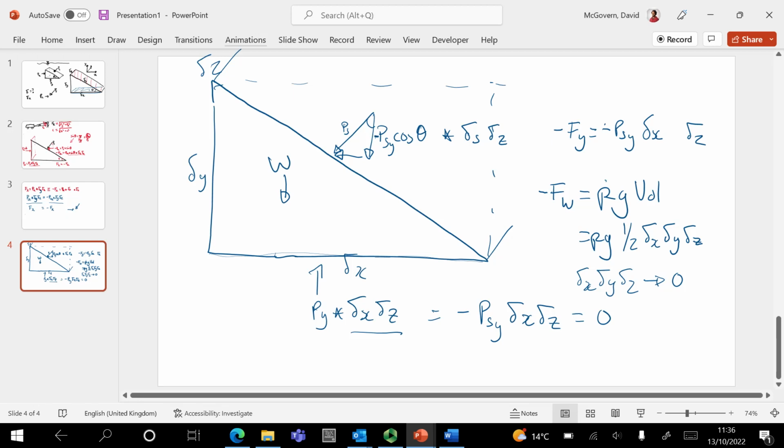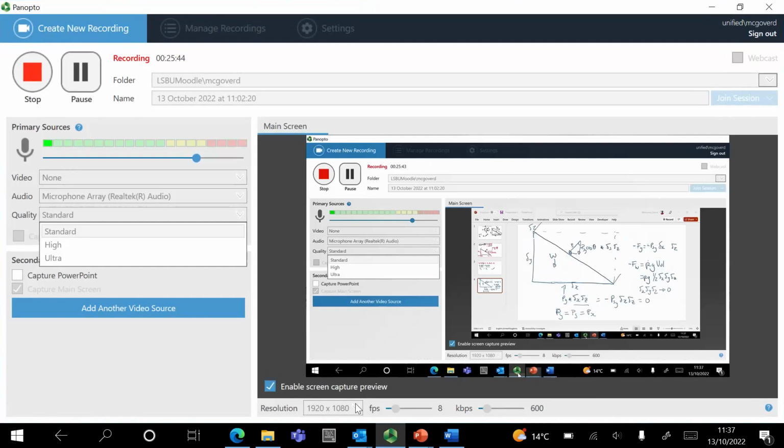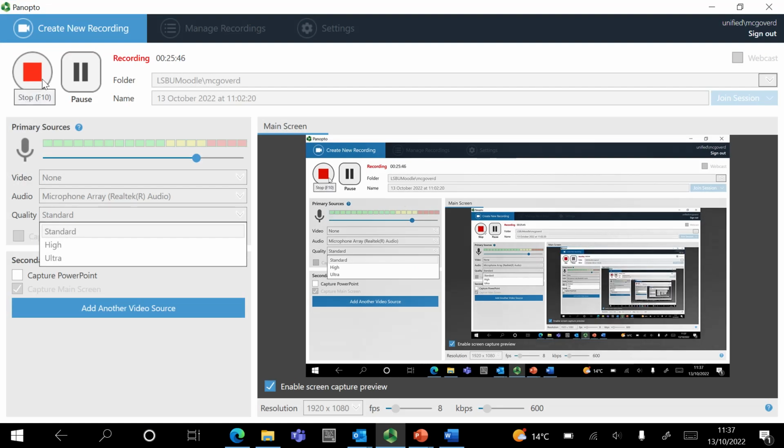So we can ignore it and we can just say, well, in the y direction, Py is equal to the P in the S direction is equal to the P in the X direction, and that's Pascal's law. Proved. So hopefully that makes some sense. Thanks for listening.